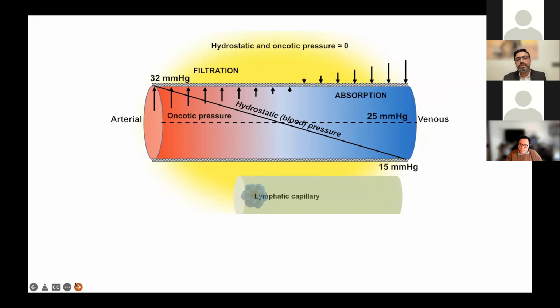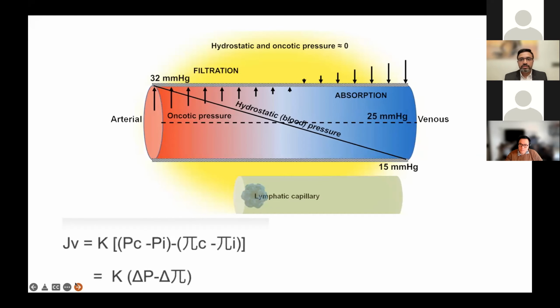This net outward pressure is counterbalanced by a baseline oncotic pressure, which is basically attributed to the albumin within our plasma. That oncotic pressure is around 25 millimeters of mercury, and it is static throughout the length of the capillary from the arterial to the venous side. So what Starling postulated was that filtration predominates towards the arterial end, where the hydrostatic pressure is more than the oncotic pressure. At some point towards the venous end, the oncotic pressure becomes more than the hydrostatic pressure, and hence there is a net reabsorption of fluid from the interstitium into the capillaries.